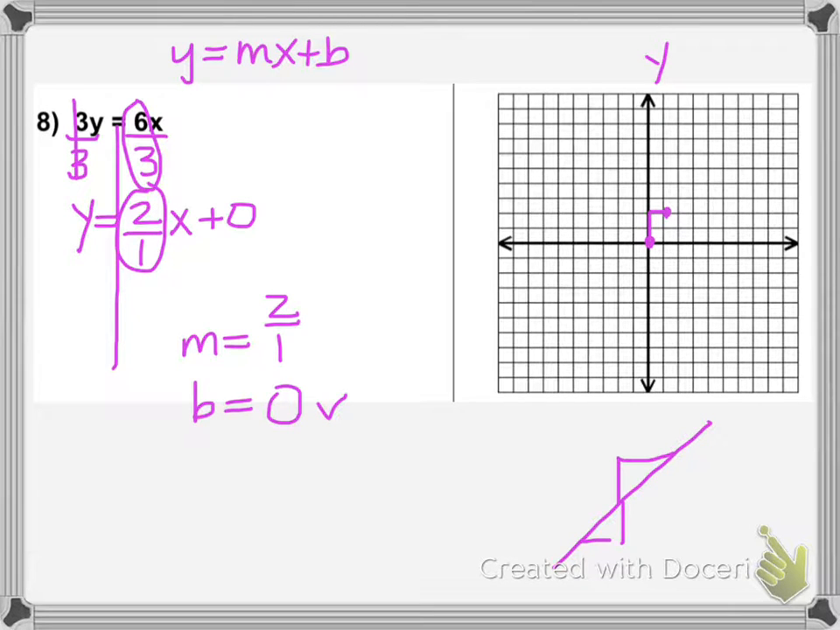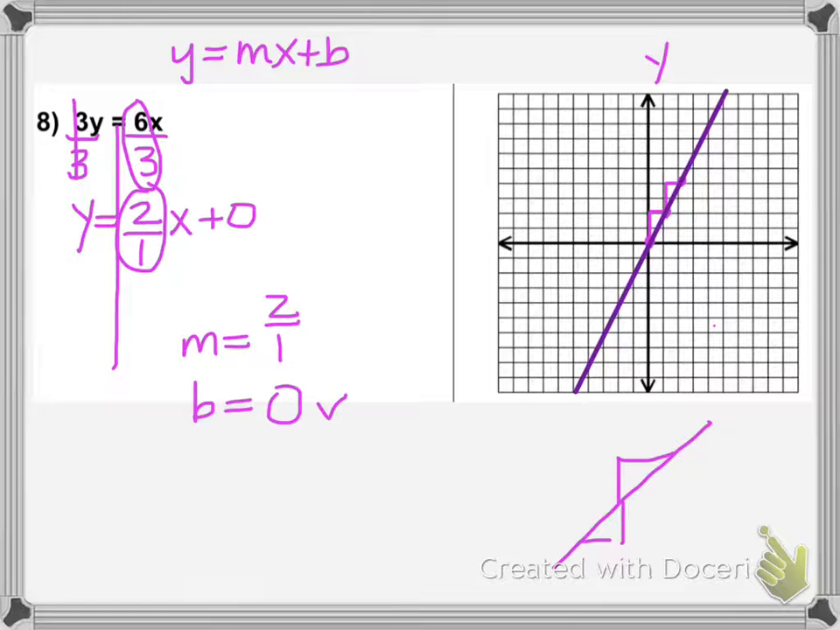And remember, I can do this as many times as I want. Up 2, to the right 1. I could do it the whole length of the graph if I wanted to. However, I just need 2 or 3 points to make a good line. So once you find those points, line them up nice and neat, and connect them with the straight line. All right, so that's the graphing.